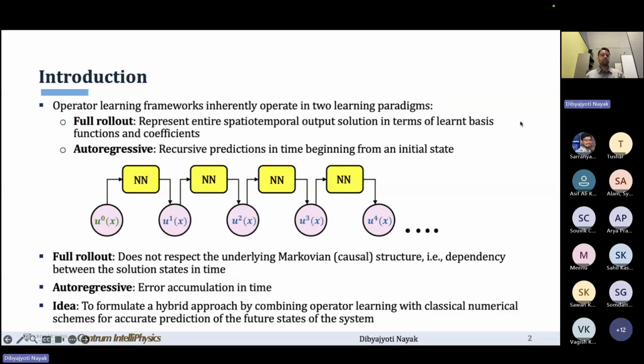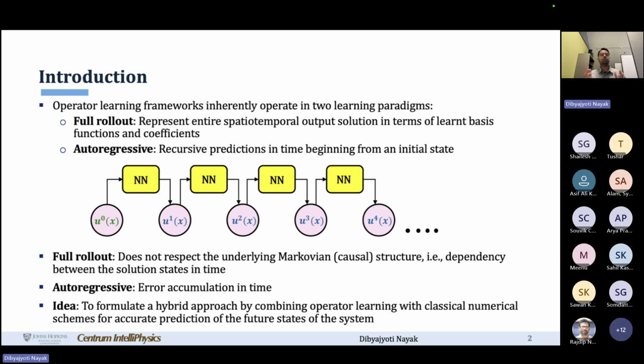Now, just to give some introduction, as you know, neural operators basically help you map between infinite dimensional input and output function spaces, right? And everyone is very well aware of the different neural operators that exist today. Broadly, the neural operator frameworks inherently operate in two learning paradigms. The first setting, as we call it, is the full rollout, in which we try to represent or parameterize the output function space in terms of learned basis functions and coefficients.